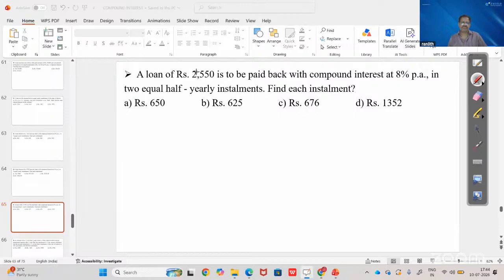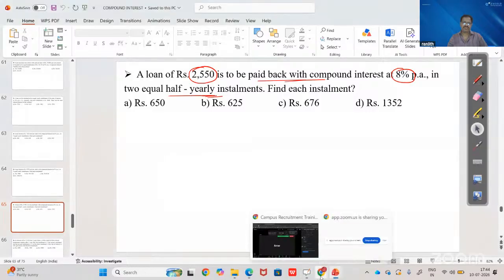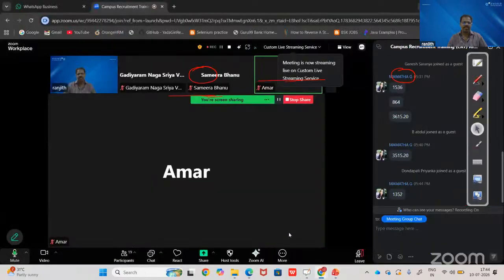A loan of rupees 2550 is to be paid back with interest of 8% per annum in two equal half-yearly installments. Find each installment. It will be a very easy one. So the answer will be equal to 1352.